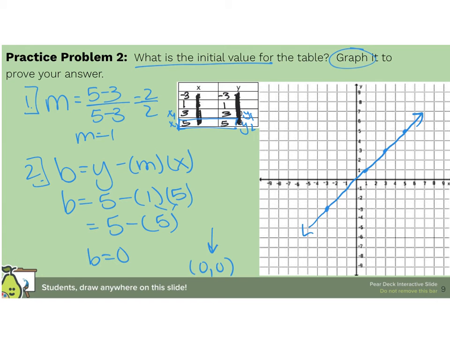You can see we did it correctly because it is crossing our y-axis. I'll put it in red again. My blue line crosses the y-axis at 0 at the origin, which is exactly what our initial value said it would do. So the initial value is when x is 0, what is y? It's the b value, it's the y-intercept. Those are all ways to say the same thing, and in this problem, it is 0.